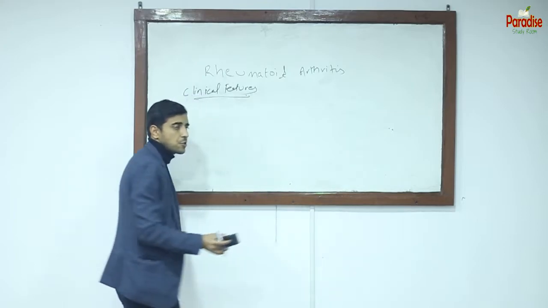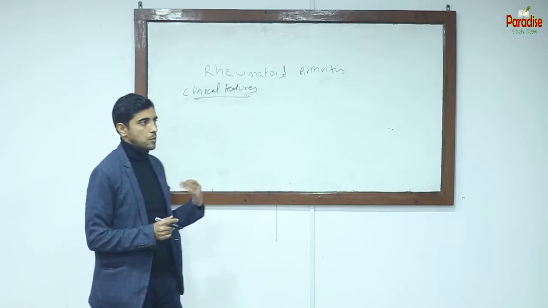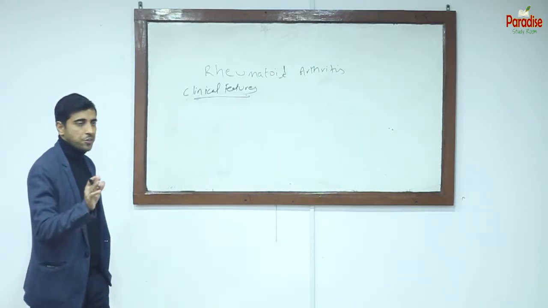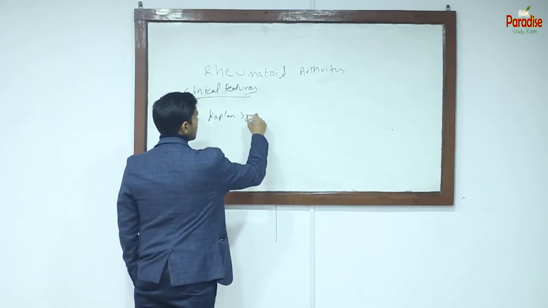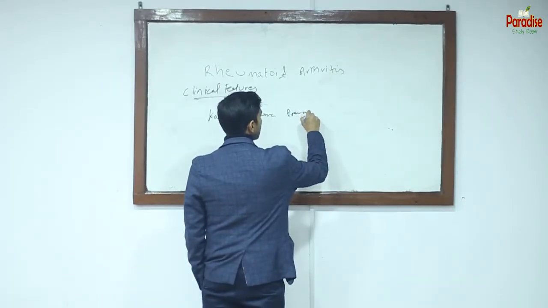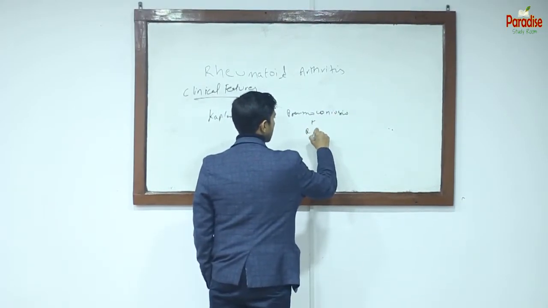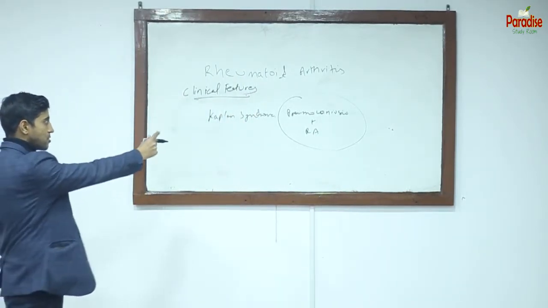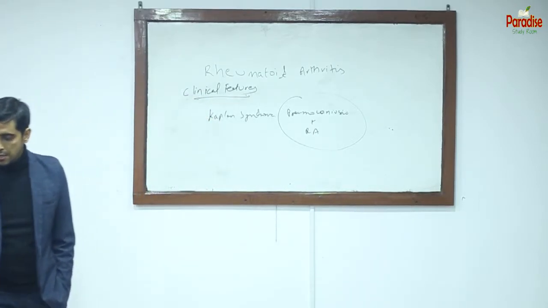There are other manifestations like neurological involvement and renal involvement, but we are not going to discuss that. And one thing I forgot to mention is Kaplan syndrome. Kaplan syndrome is a condition associated with pneumoconiosis plus RA. They mostly ask this in MCQs. So what is Kaplan syndrome? Pneumoconiosis plus rheumatoid arthritis is Kaplan syndrome.